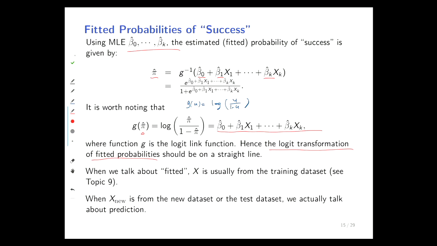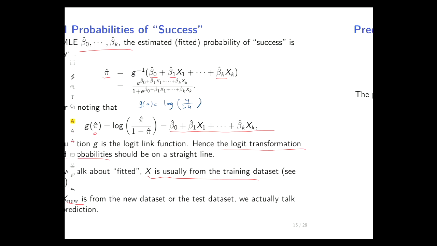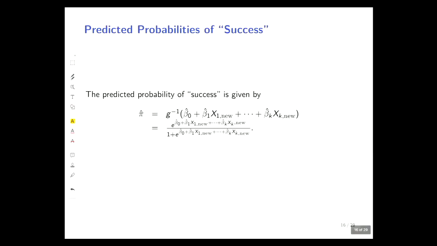So this is the fitted value. If x is from the training data set, we talk about the fitted value. But if x is from the test data set or from some new data set, we are talking about the prediction. If you look at the formula for the prediction, the only difference is that we use some new values of x, and if we plug those new values of x and the estimates of beta in, we obtain the predicted probability of success. So here we can also predict the probability.